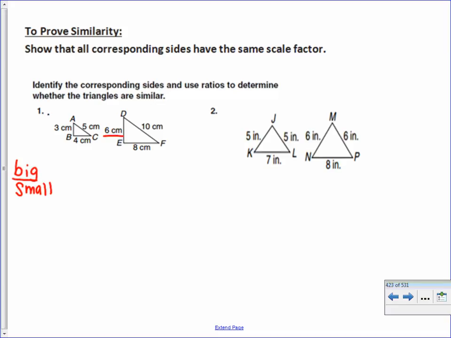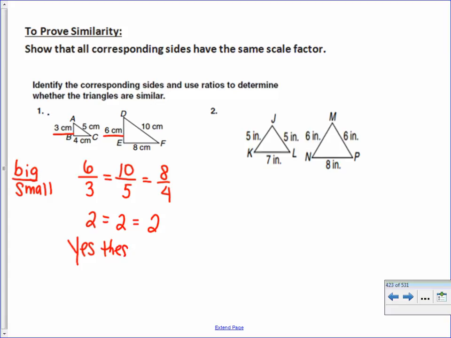So if I take a look at the big triangle, 6 corresponds to the 3. The 10 corresponds to the 5. And the 8 corresponds to the 4. So I'm setting up proportions. Let us simplify. 6 divided by 3 is 2. 10 divided by 5 is 2. And 8 divided by 4 is 2. My scale factor for all of them is the same. So yes, these triangles are similar since all sides are in proportion.